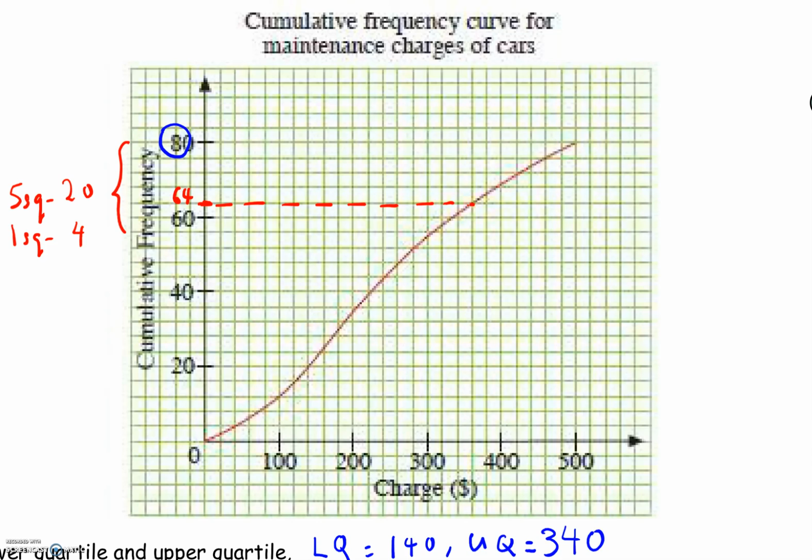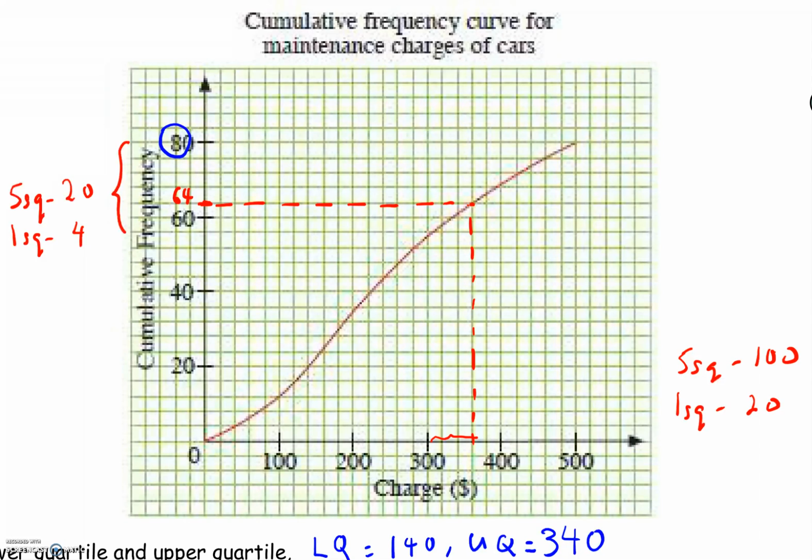Oh, it cut at this point. No one can argue, right? Then this one I'm also not sure. So again, 5 squares is 100. 1 square is 20. So how many squares is this?